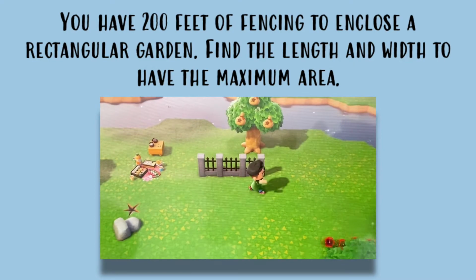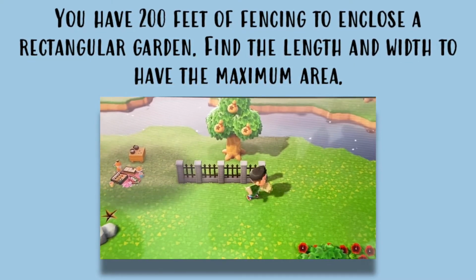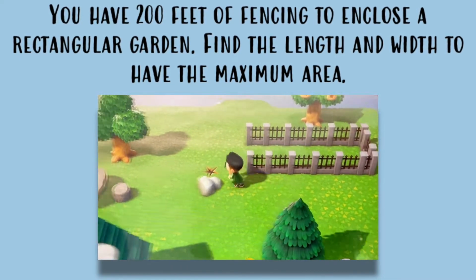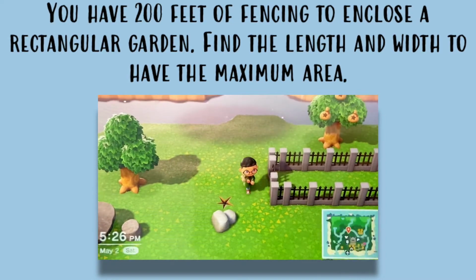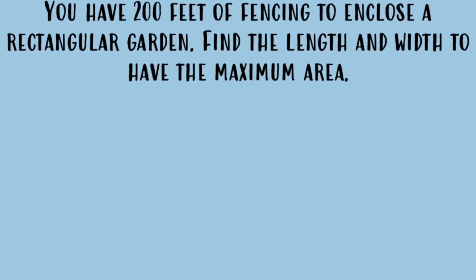Okay, so the problem says you have 200 feet of fencing to enclose a rectangular garden. Find the length and width to have the maximum area. Alright, so there was a little mishap when building the original fence, so we had to build a new fence over here, but here it is, and stay tuned for bloopers.